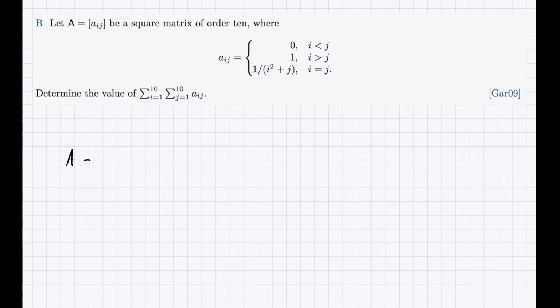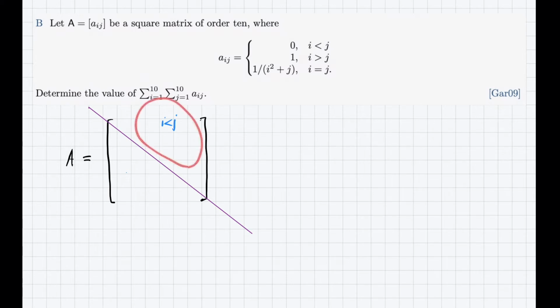This matrix is a square matrix of this form, in which the main diagonal is this one. So you have the entries above the main diagonal, because do you remember, when we say i is less than j, it's here. All the entries above the main diagonal have the i index less than the j index, and all the entries below have the i index greater than the j index.